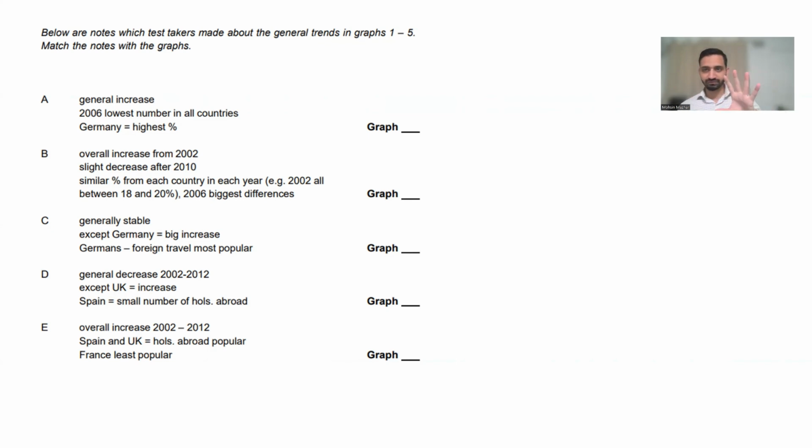We've got 5 graphs, right? Then number B, C, D, E. Read all of them, pause the video here. You'll have to go back and look at the graphs one by one. You'll have to look at 2 screens.